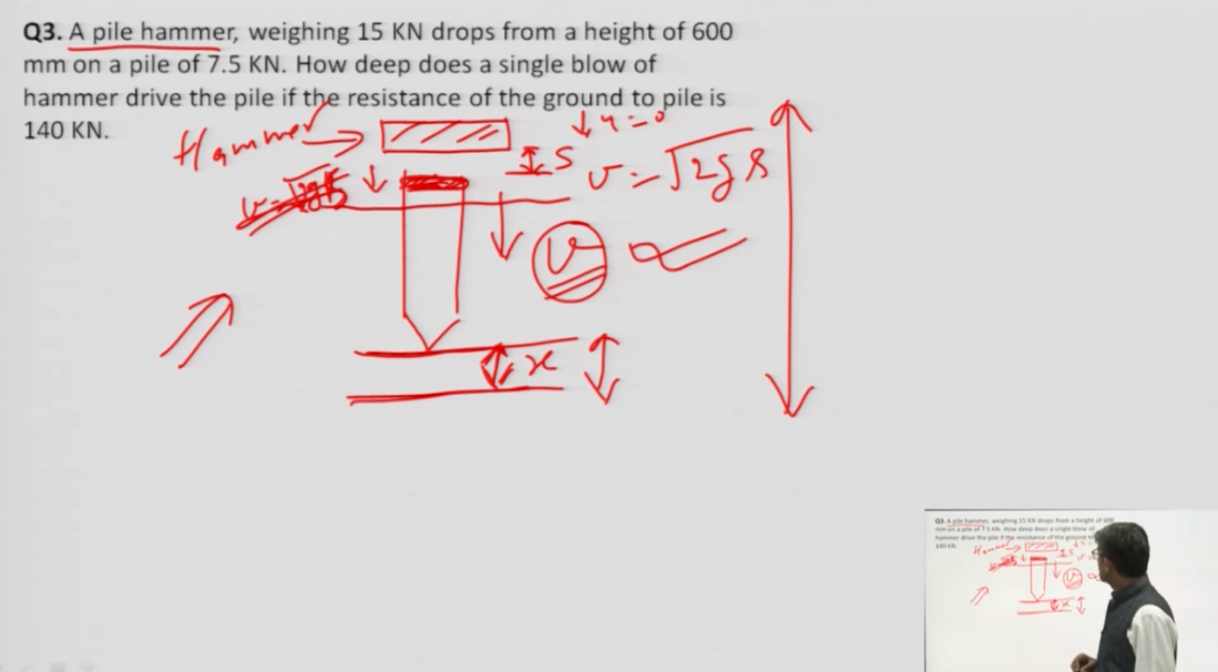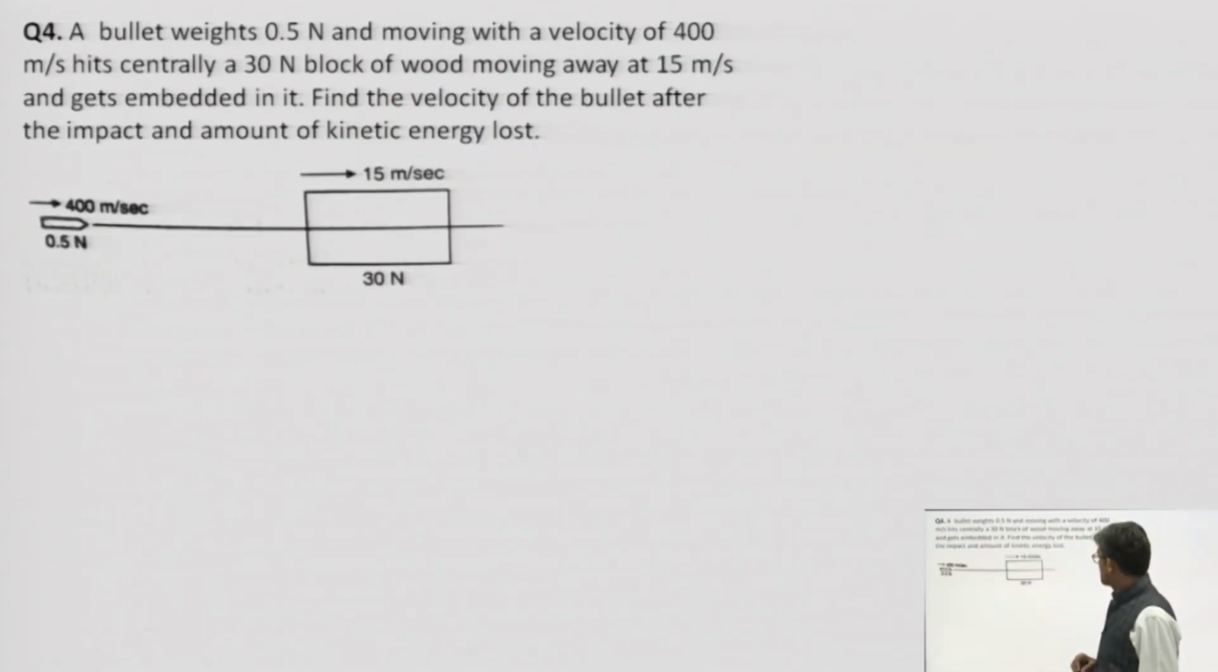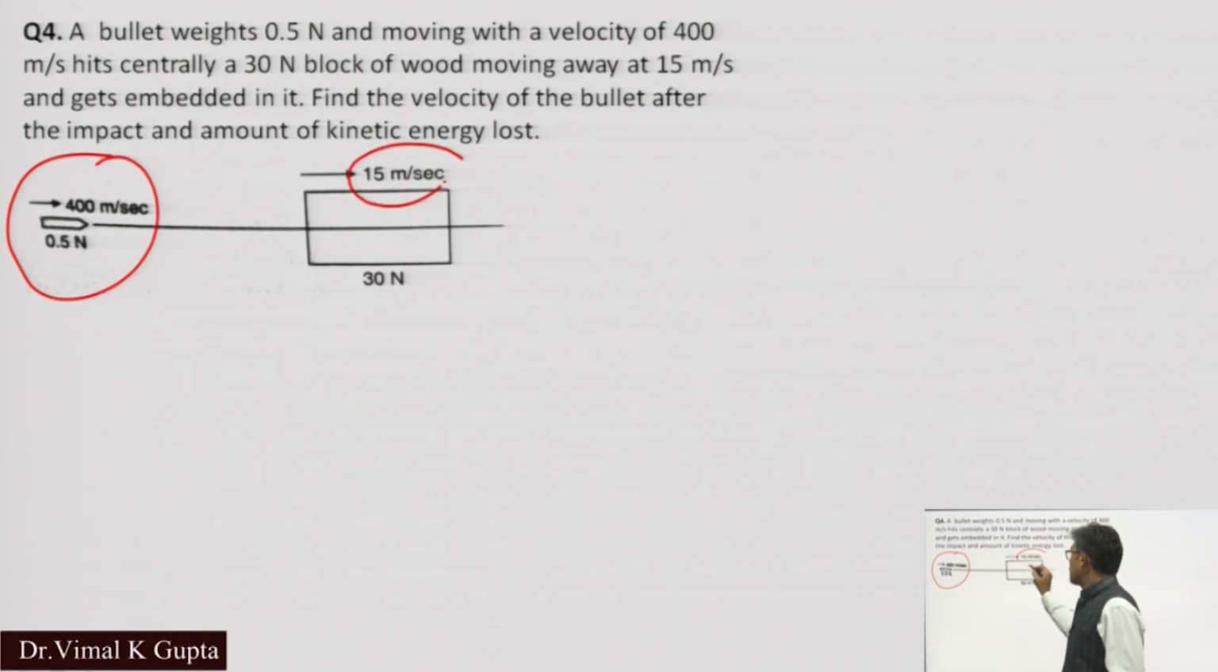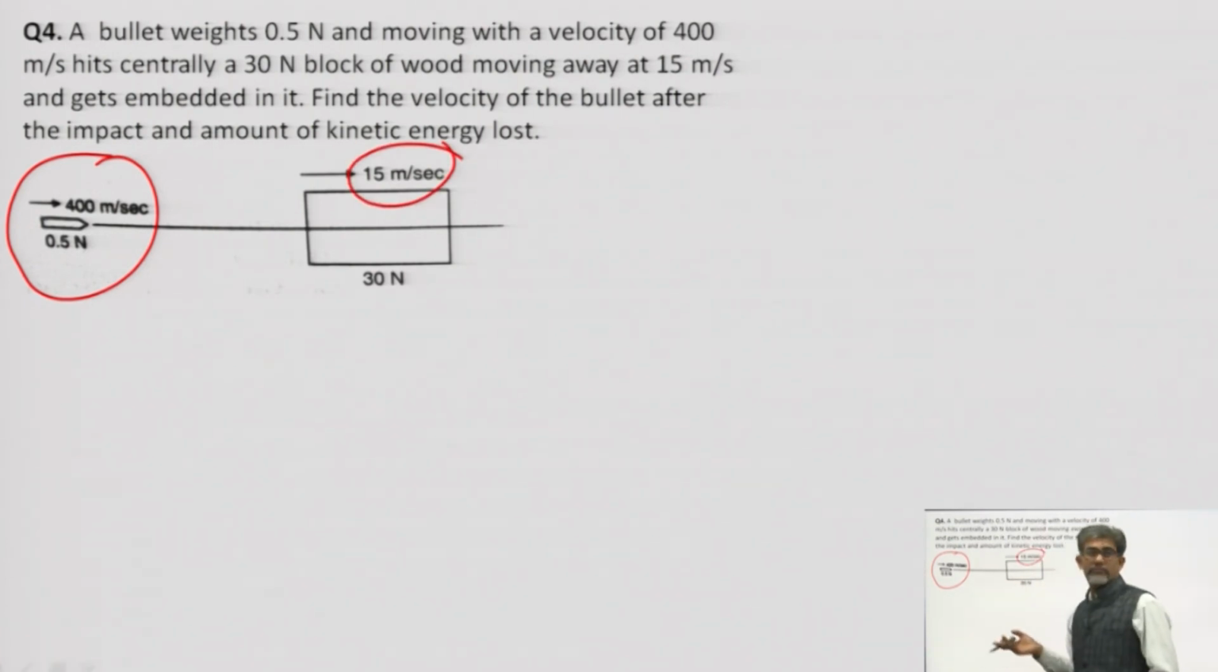Say one bullet is coming here with a certain high velocity. What will be the final velocity that we can calculate with this principle?